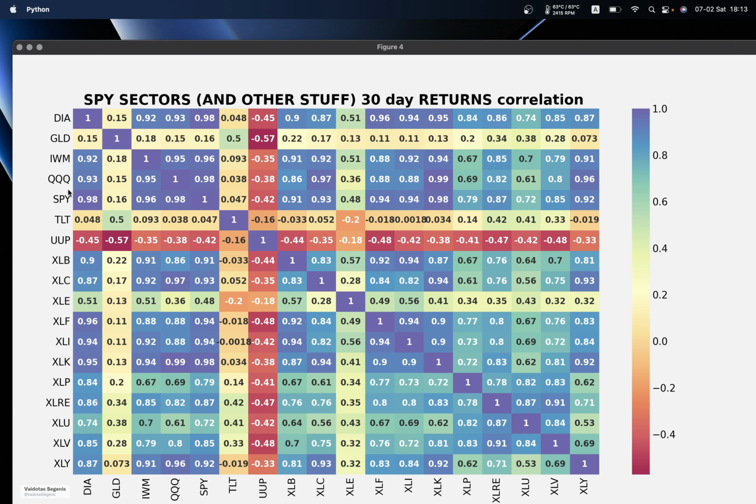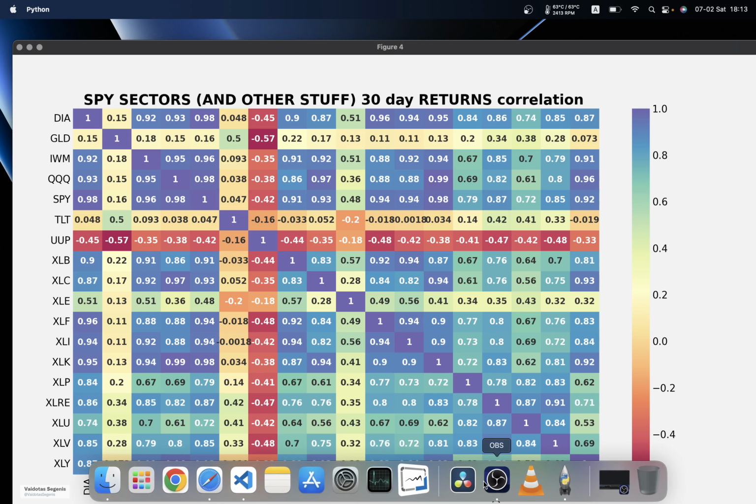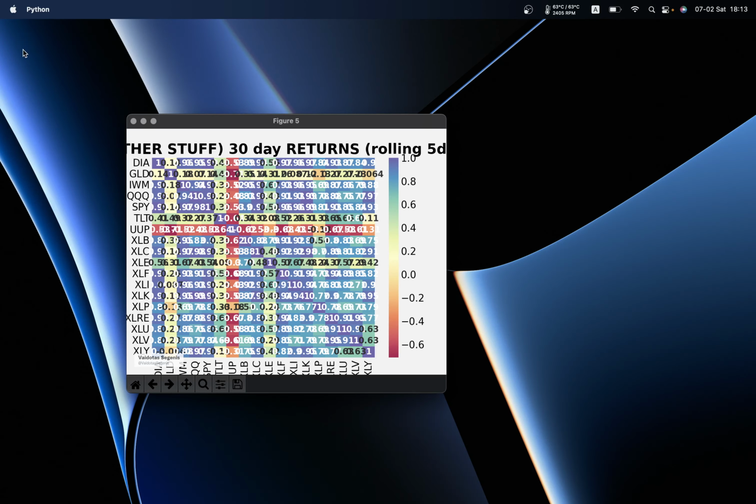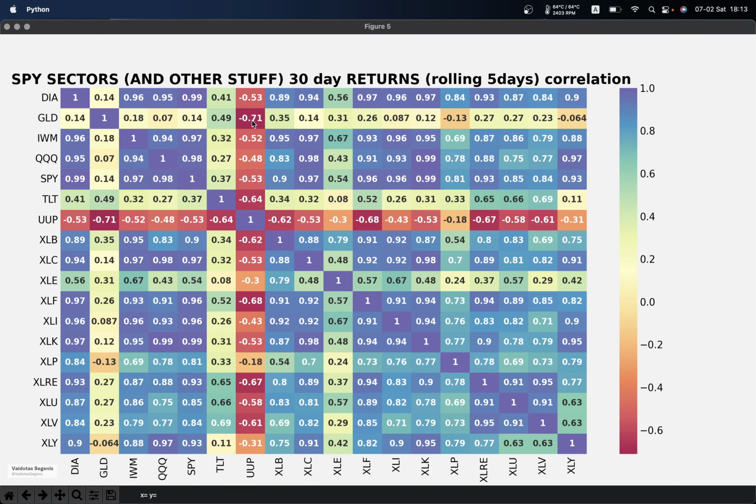So you can call it risk building up, you can call it crowdedness, but that's just what it tells you. And this is 30-day correlations. Another chart I like to look at is not daily return correlations, but a rolling 5-day correlation.